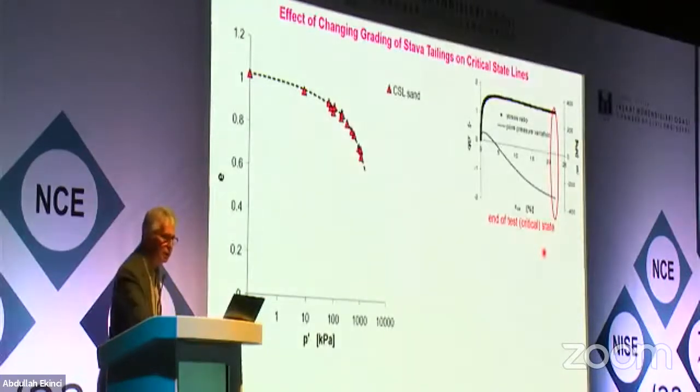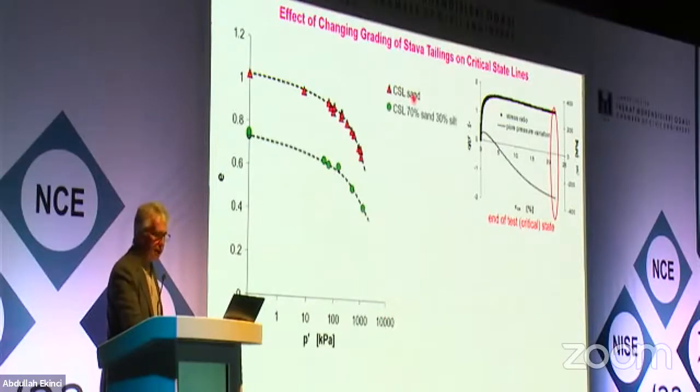Okay, so we're taking critical states on the right-hand diagram. Stress ratio, Q over P dash, we're looking for a stable stress ratio, we're looking for a stable pore pressure, and then we're plotting the end-of-test as the critical state. These are red points here on the graph of e, log P dash. This is for the sand, clean sand.